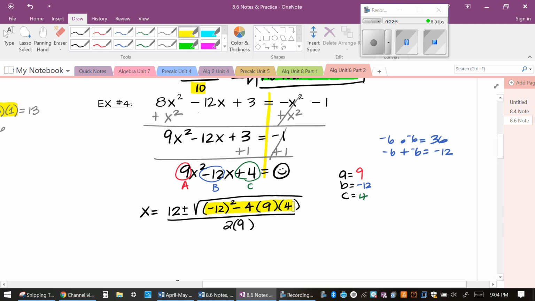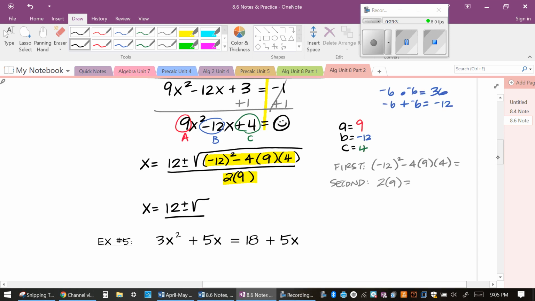Okay, so now we're going to do the discriminant, which is the b squared minus 4ac, and the denominator. So first, b squared minus 4ac. Looks like it's a 72. Second, you're going to do the denominator, the bottom part of the fraction. Okay, take a minute, figure those out. When I have my answers, I'm going to go ahead and replace them into my formula, my quadratic formula.